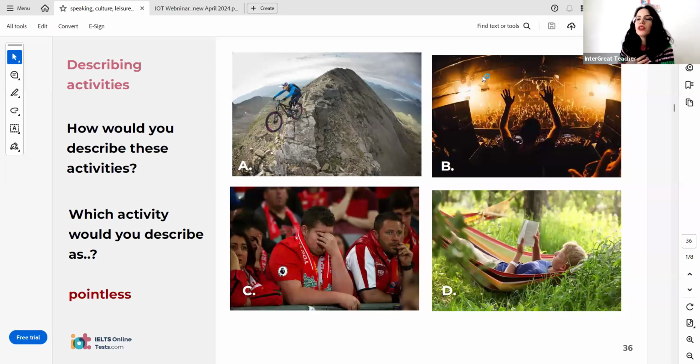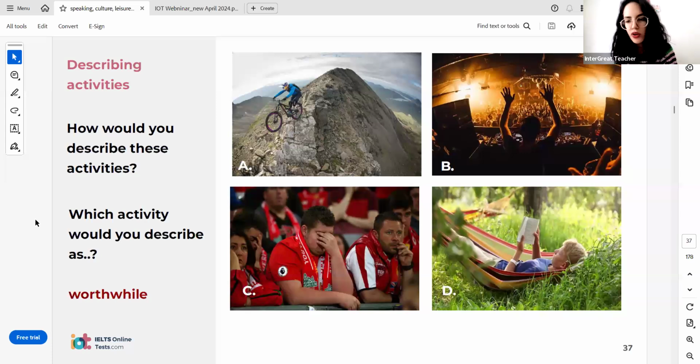So for example, for me personally, C is pointless. I prefer to play football, for example, than watching it, you know? But it depends. Some people think that reading is pointless. I do not agree with them, but I know, exactly. Everybody can find a point in something, yeah? Okay, so pointless, depending on your opinion, quite subjective.